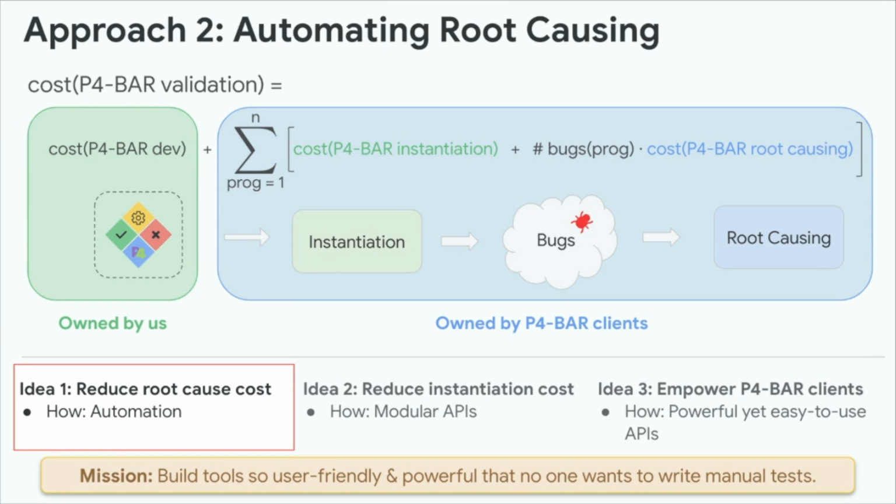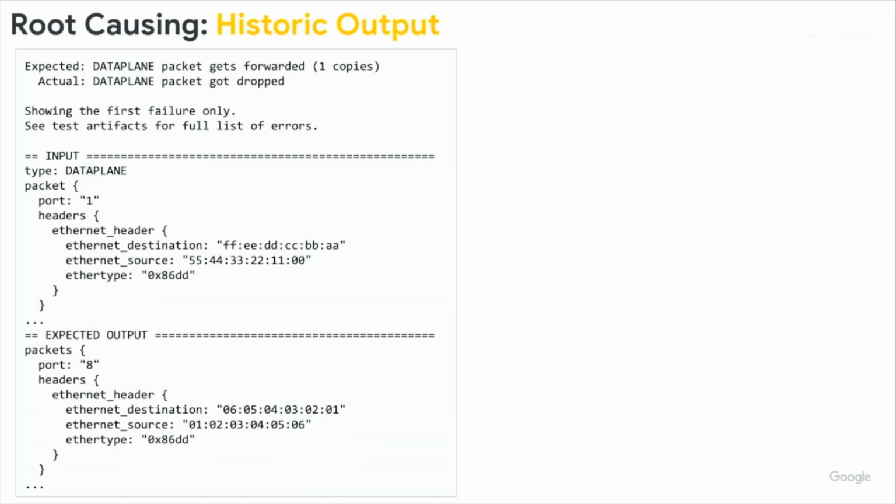And in particular, the next thing we tackled was root causing, because that still required a lot of our manual effort. And why was that? Because historically, this is pretty much what the output of our tool looked like. It says, here was our expectation. We have some data plane packet that's supposed to get forwarded. Actually, the packet got dropped. This is the input. This is the expected output. We opened a bug. We sent them that information, and we said, tell us what's wrong with your switch, please. It turned out that they wanted more information.